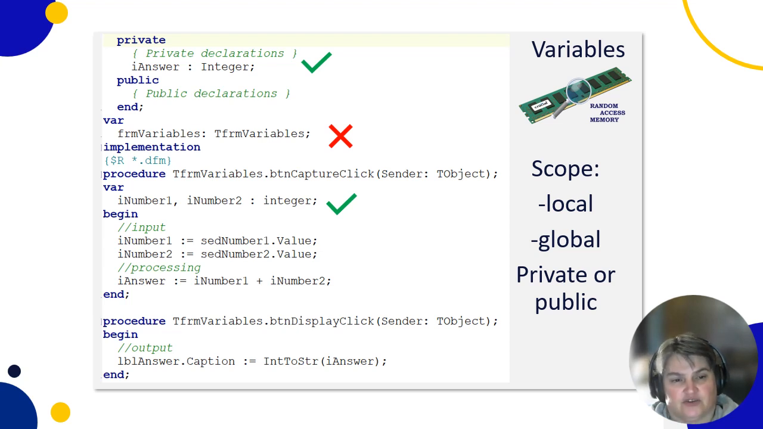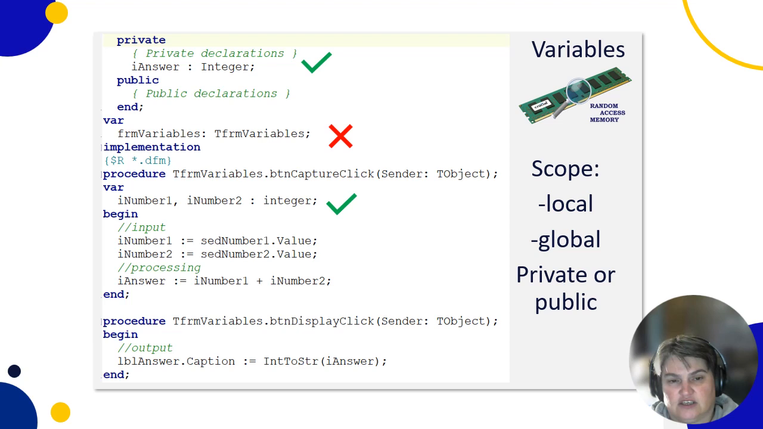Okay, so what's the difference? These variables, I number one, I number two, they are local variables. They've been declared inside the procedure. So the procedure button capture click, right? I have declared the variables between the name of the procedure and the begin. These variables will only be able to be accessed and only exist between this begin and end. When I get to this end, I will no longer be able to access any values that I've placed inside that variable. Right, so that's good memory management.